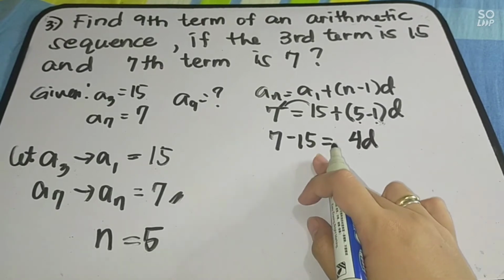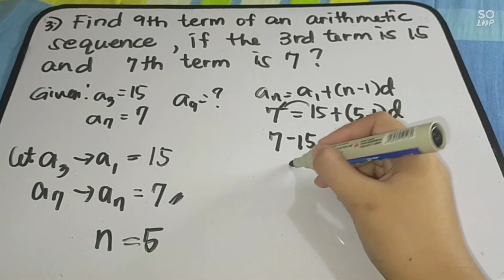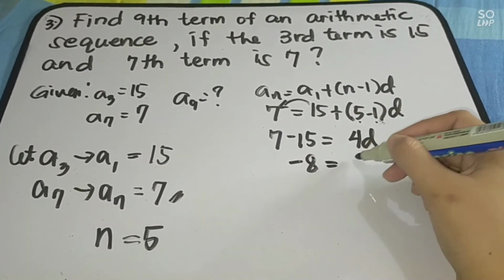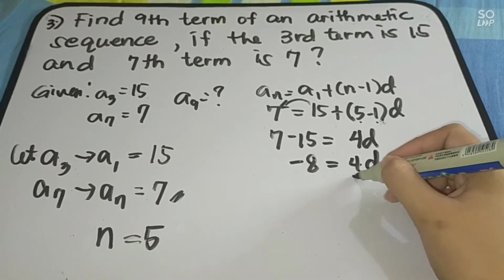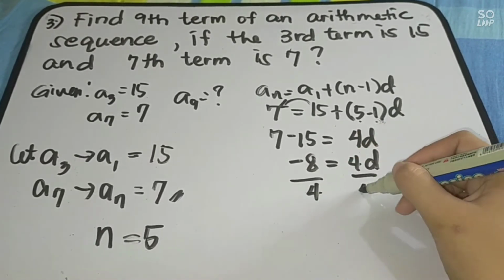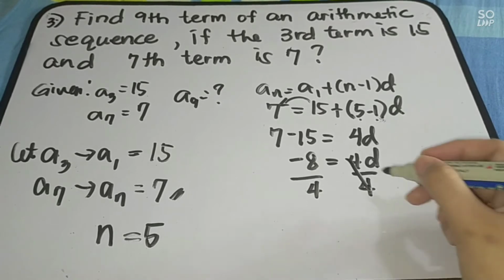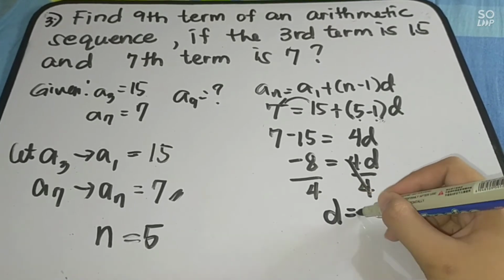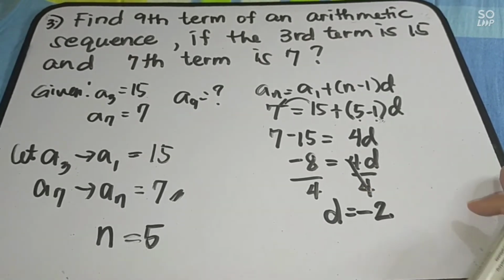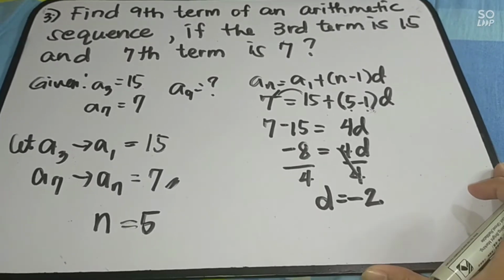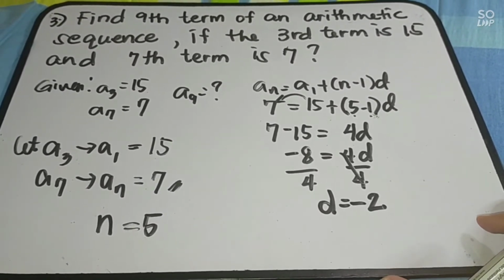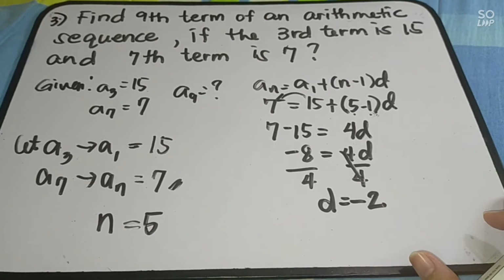Then, 7 minus 15, that is negative 8, is equal to 4d. Then, divide both sides by 4. By 4, cancel 4 here. So, ang d mo na ngayon is negative 2. Ngayon, may common difference ka na. Pag may common difference ka na, pwede na nating makuha si 9th term.